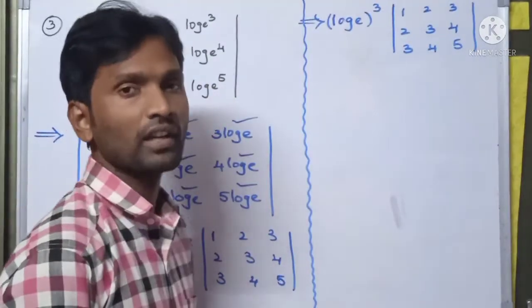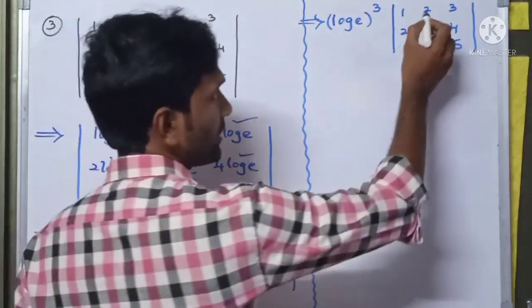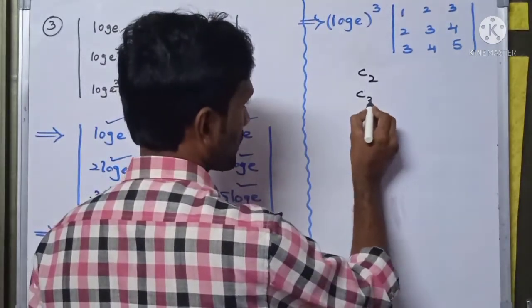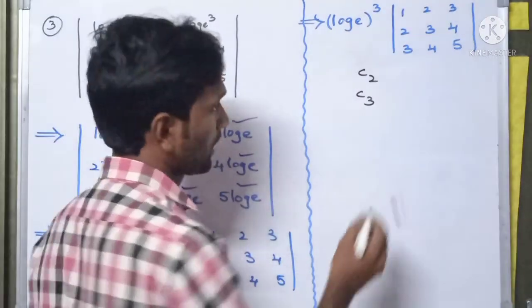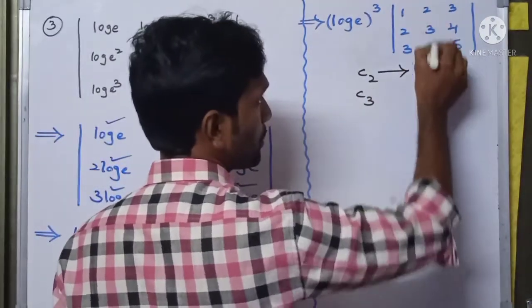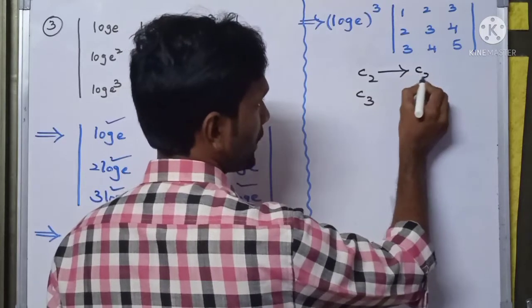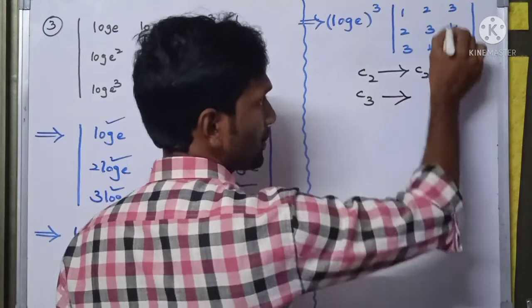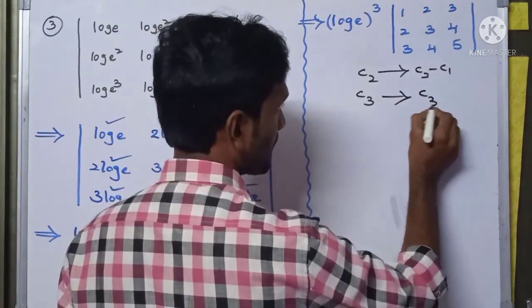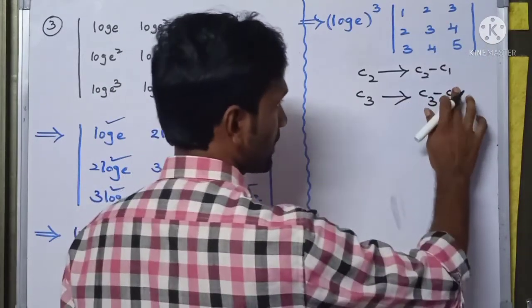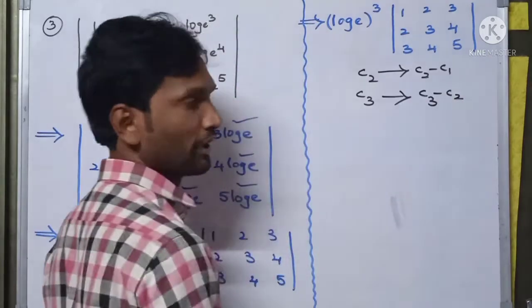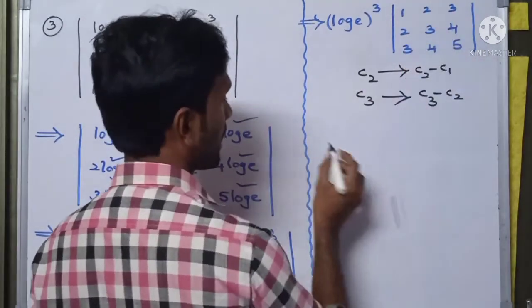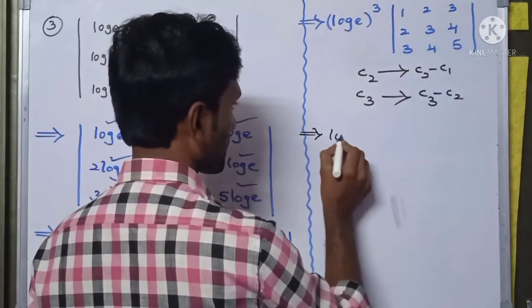Now apply the standard transformations to change the second and the third columns. What are they? The transformation to change the second column is C2 implies C2 minus C1. The transformation to change the third column is C3 implies C3 minus C2. Now apply these two transformations.